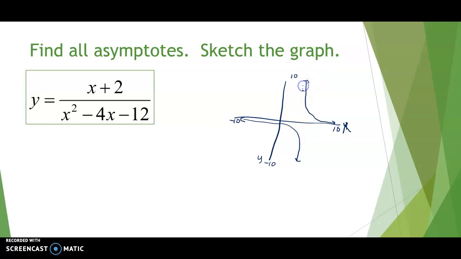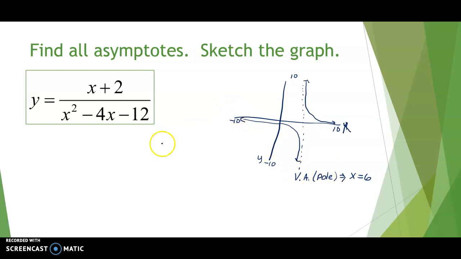So in between these two, we observed our vertical asymptote or pole. And we thought it looked like it was at 6. So we think the equation is x equals 6.